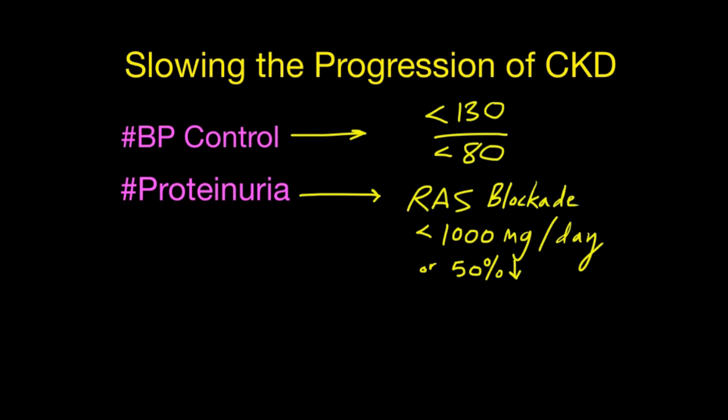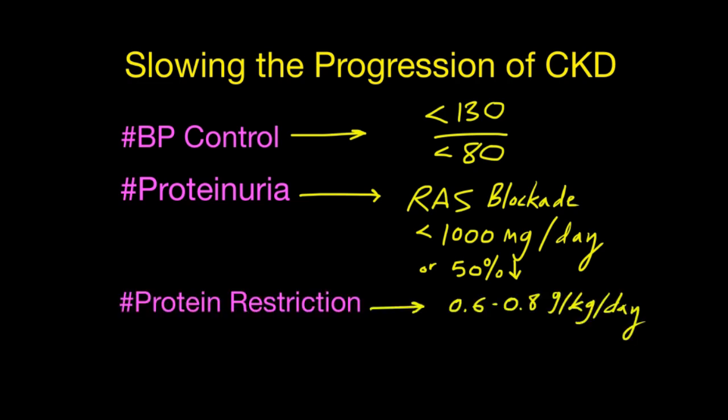Next, in one of the other videos, we talked about protein restriction and how a modest protein restriction has been shown to reduce glomerular hyperfiltration and also reduce proteinuria. So if a CKD patient is interested in reducing animal protein intake and focusing on high quality proteins like plant-based proteins and dairy, a modest protein restriction can be beneficial.